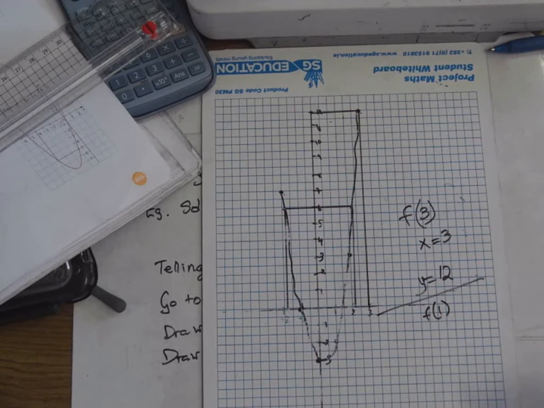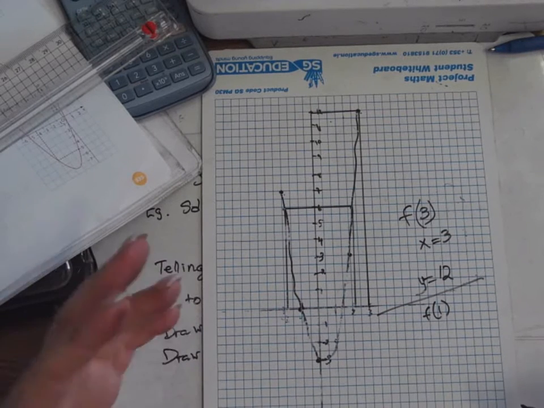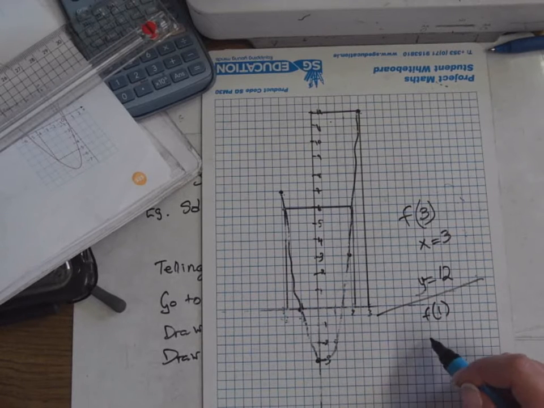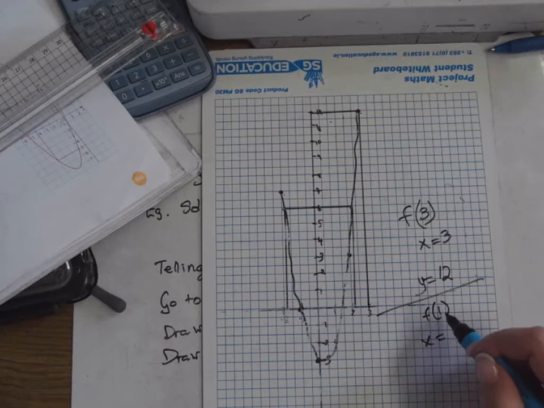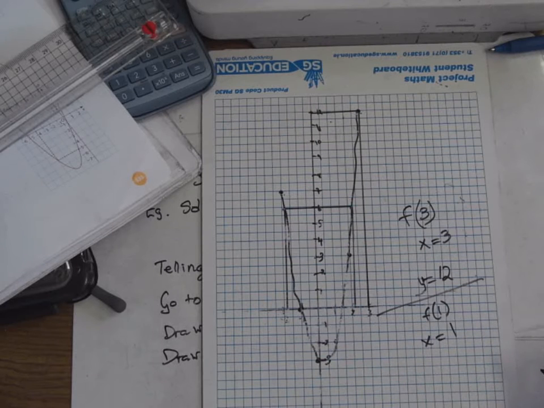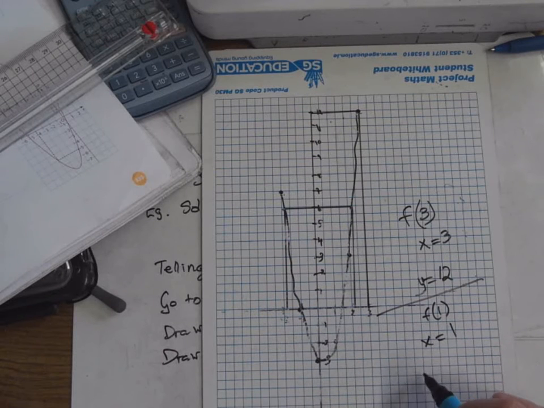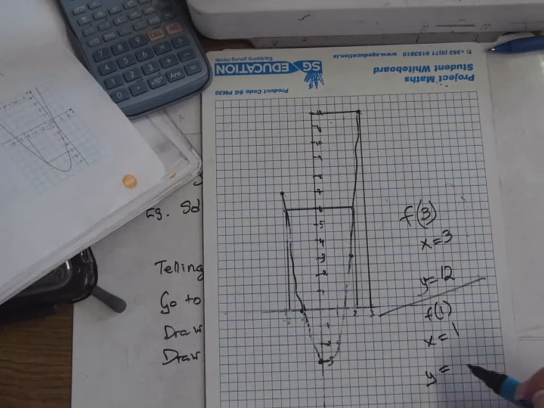Okay, so this is a different example, f of 1. So, are they telling me input or output? Input. How do you know they're telling me input? Because it's in the brackets. Is input x or y? X. Right, so they're telling me x equals what number? 1. So they're telling me x equals 1. So if they tell me x, what are they asking me to find? Y. So they're asking me to find y.